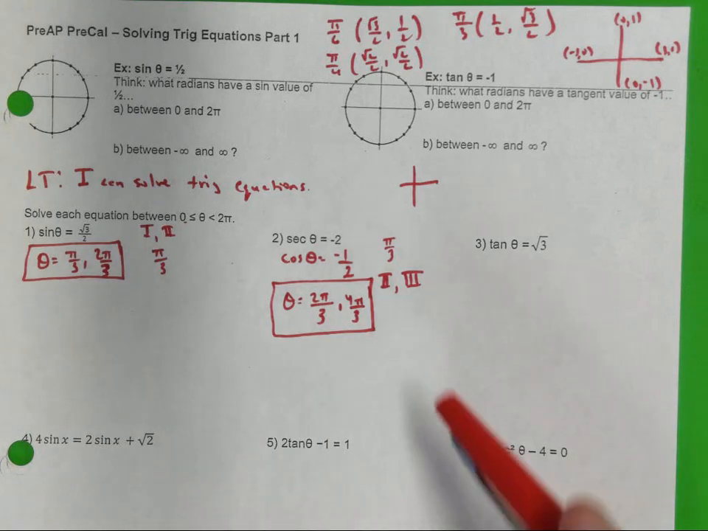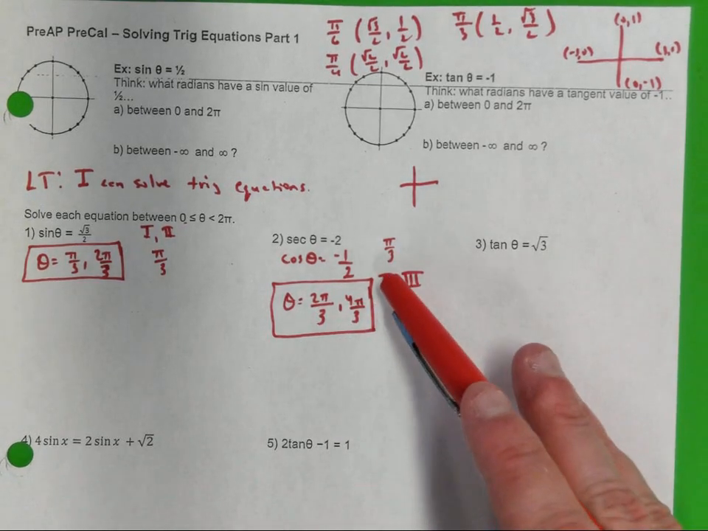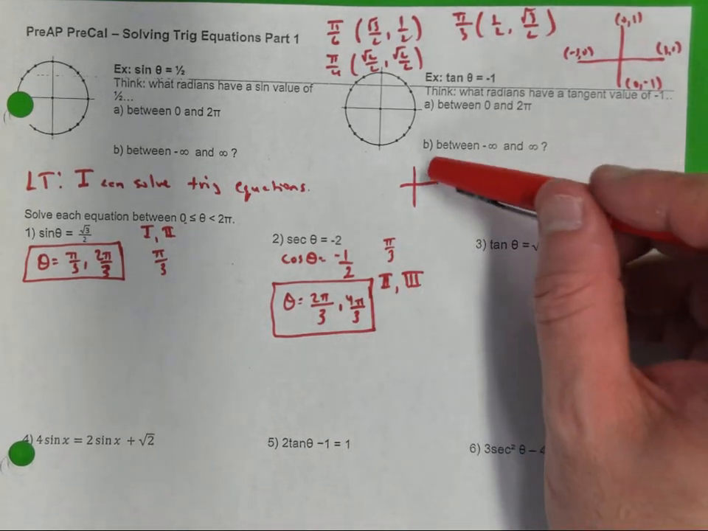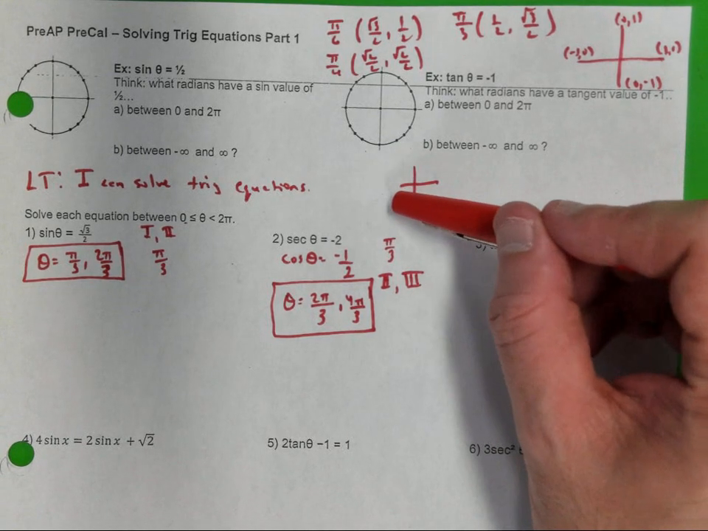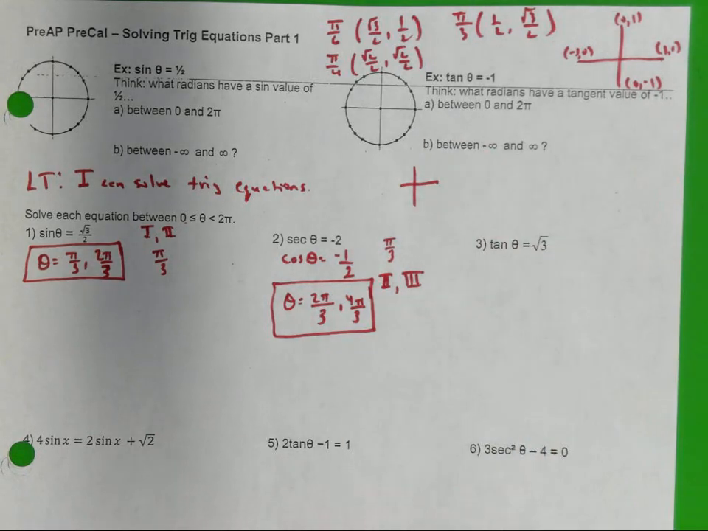So you're thinking backwards. I wanted the pi over 3 family member that was in quad 2 and 3. Pi over 3 is in quad 1. 2 pi over 3 is here. 3 pi over 3 reduces. Don't worry about that one. 4 pi over 3 is here.